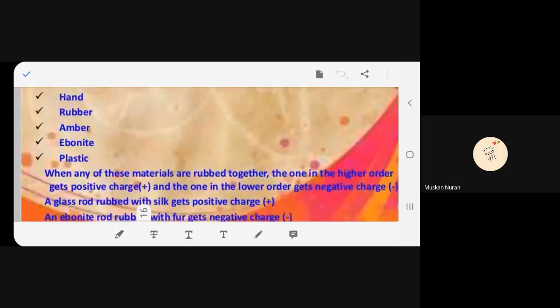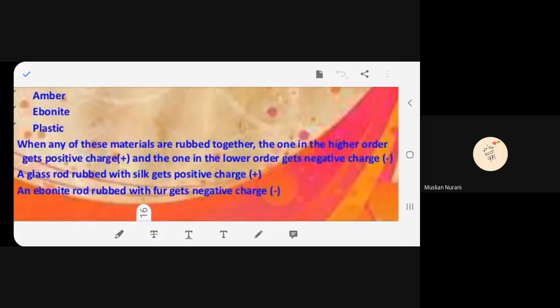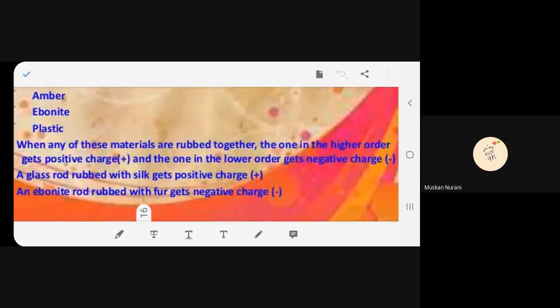Okay, now read. Read better. When any of these materials are rubbed together, the one in the higher order gets positive charge and the one in the lower order gets negative charge. A glass rod rubbed with silk gets positive charge. An ebonite rod rubbed with fur gets negative charge.